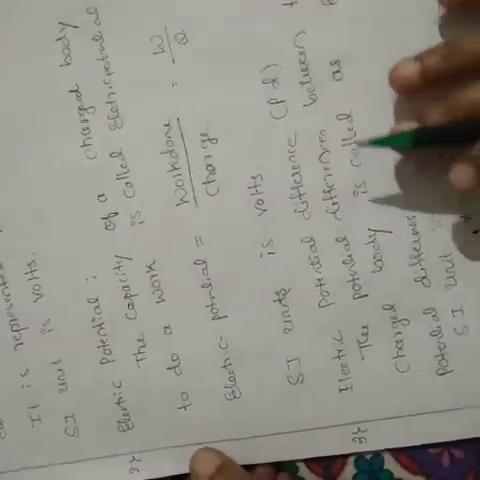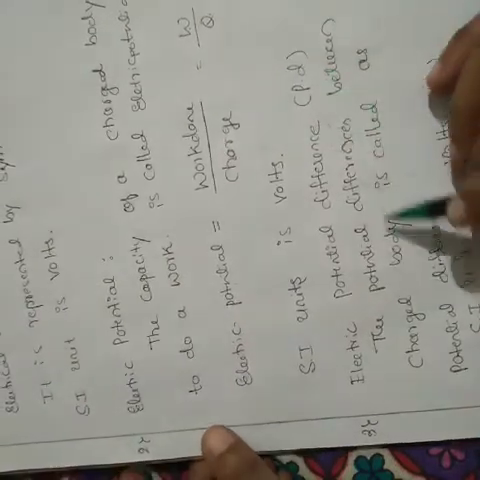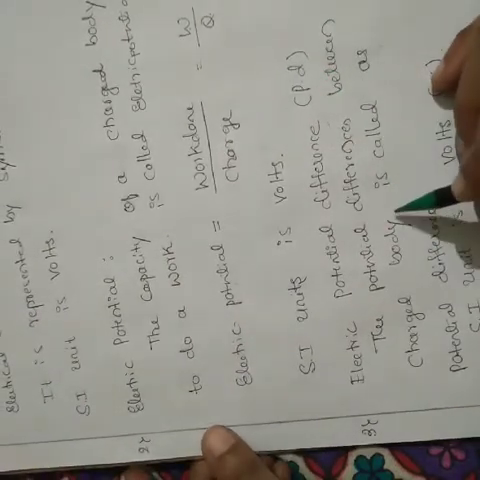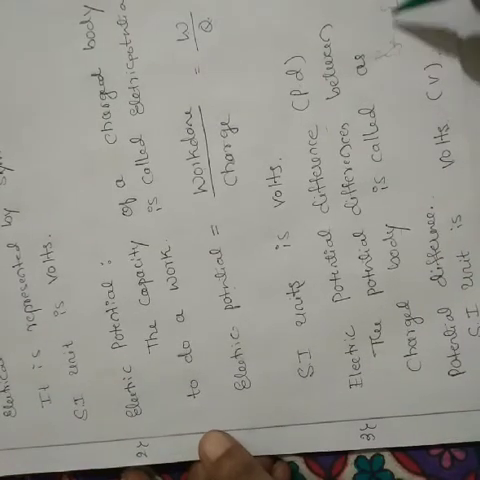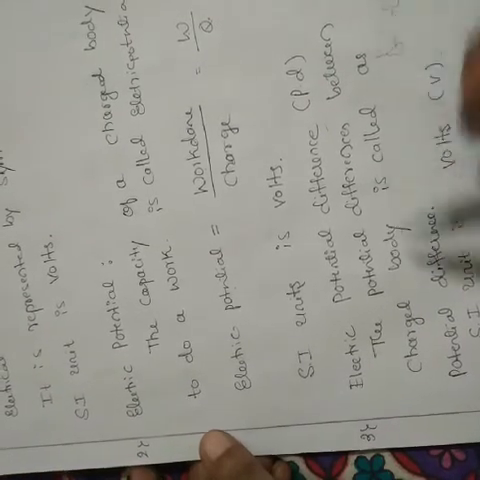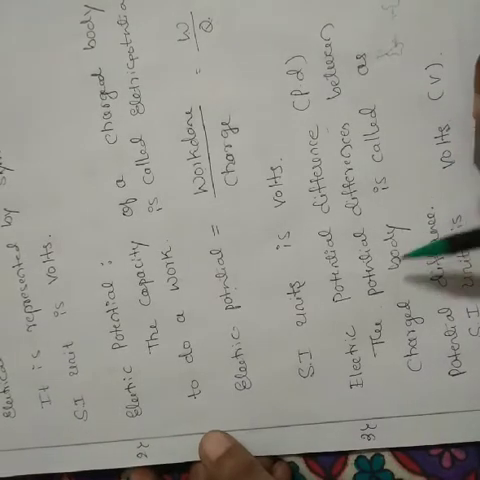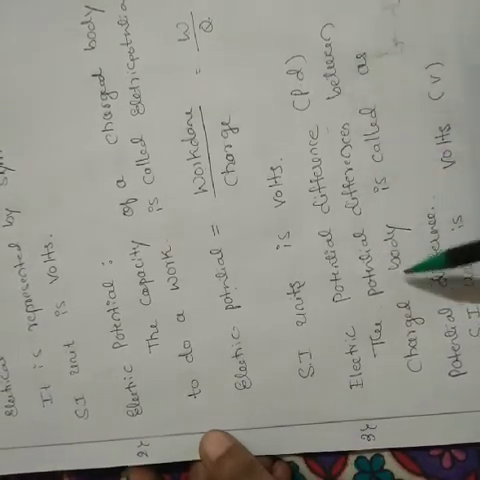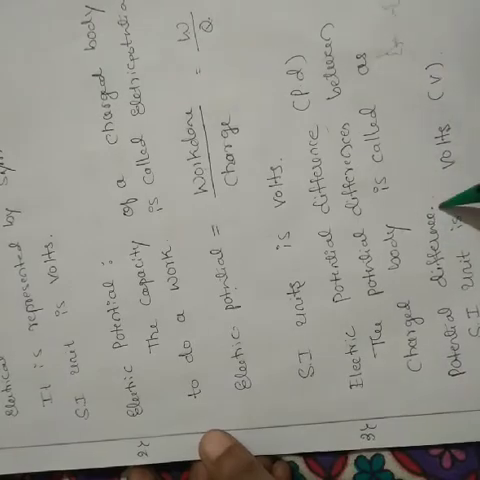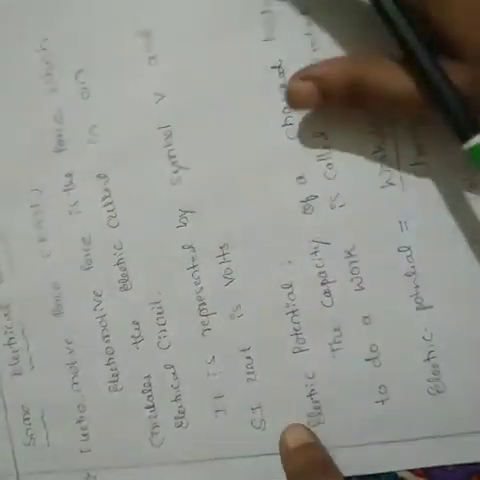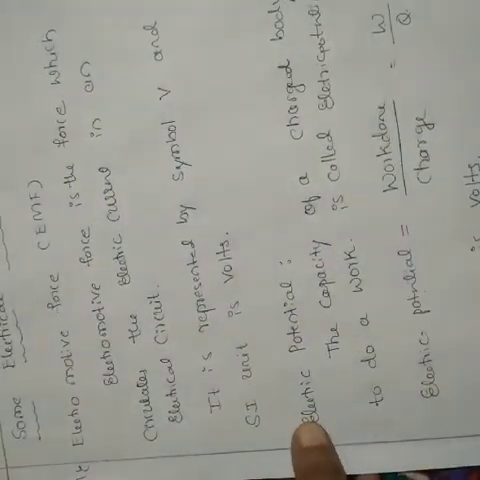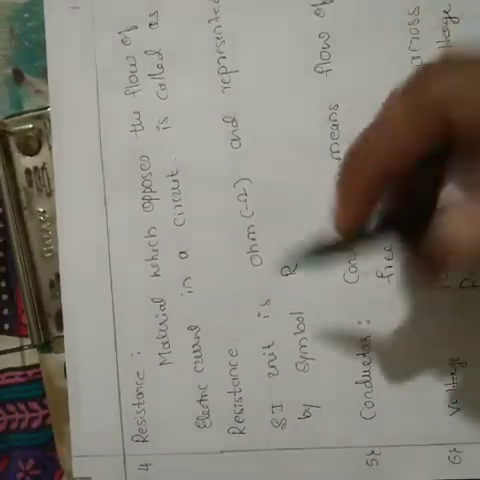Then the third one, electric potential difference. You can take this as one charged body and this as another. The potential difference between two charged bodies is called electric potential difference. The SI unit is volts. The first one is EMF, the second one is electric potential, and the third one is electric potential difference, generally called PD.